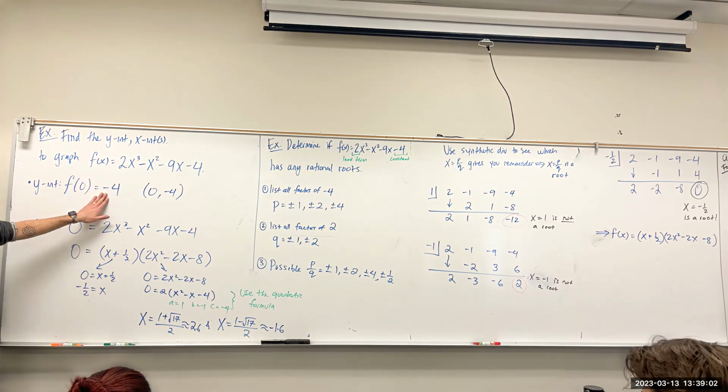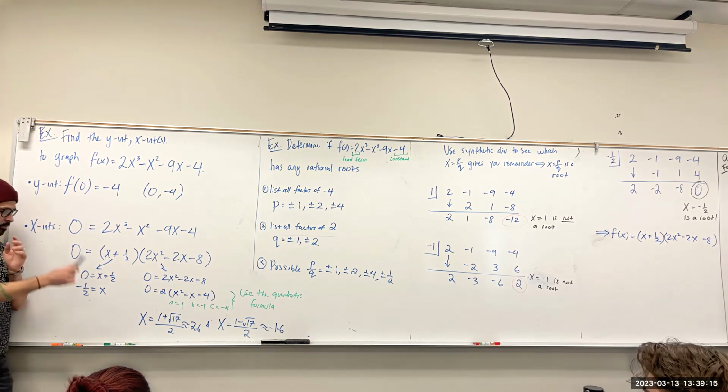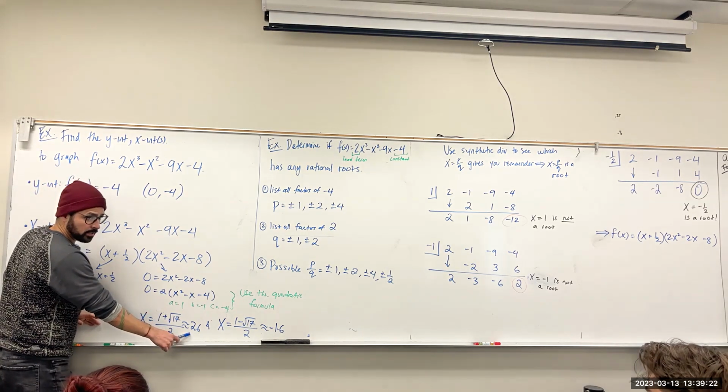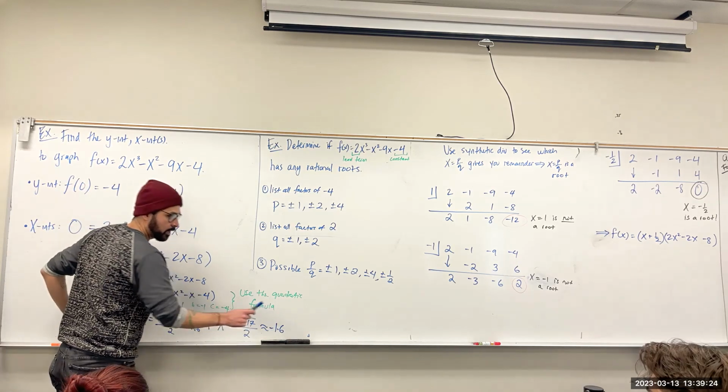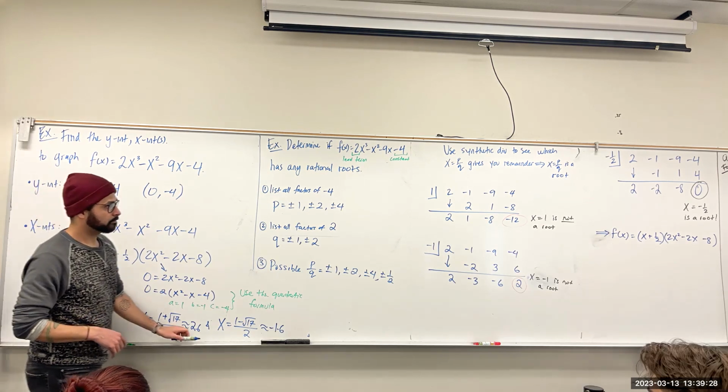So this tells you where you're going to cross the y-axis. This tells you how many times you cross the x-axis, at each root, right? At negative 1/2, or negative 0.5, at about 2.6 and at about negative 1. That's where your graph crosses the x-axis.